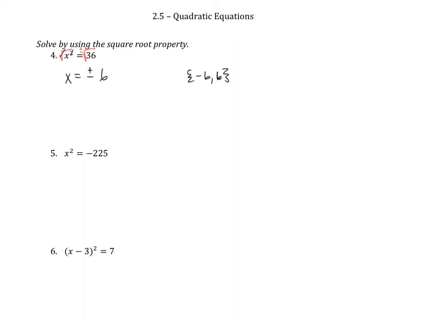Remember that since your highest exponent is 2, you're looking for two solutions. Sometimes it doesn't look like you have two solutions because something might be repeated. But in general, the exponent tells you how many solutions you're looking for.